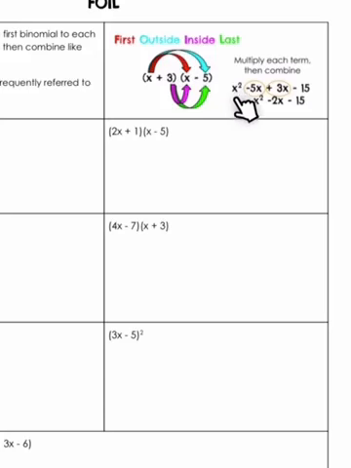So x times x is x squared. And then we do the outside terms, the ones on the outside, x times negative 5. And that gives us the negative 5x. And then 3 times x is 3x. And then 3 times negative 5 is negative 15. So then you combine your like terms, negative 5 and positive 3, make negative 2, and then you just bring everything else down. So again, FOIL for first term, outside terms, inside terms, and last terms.